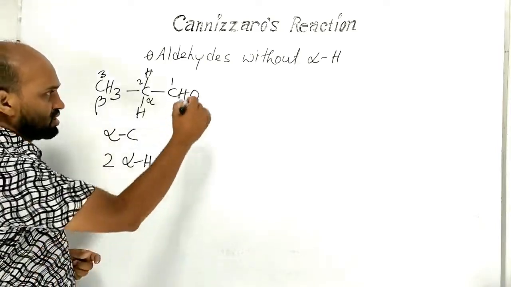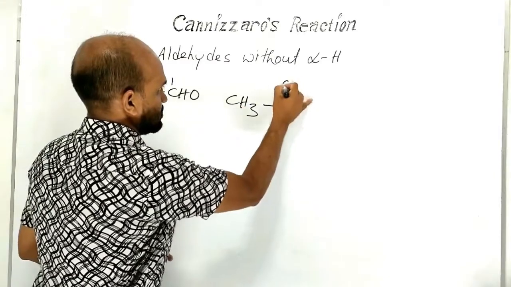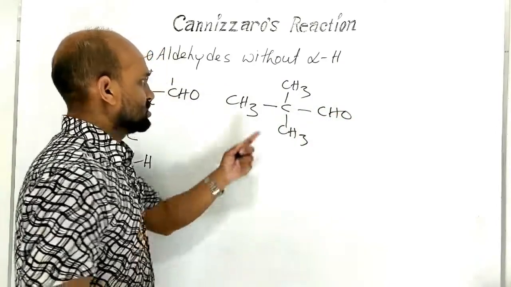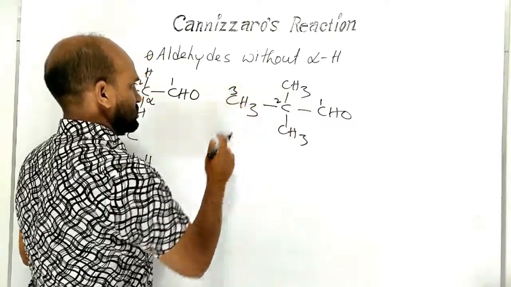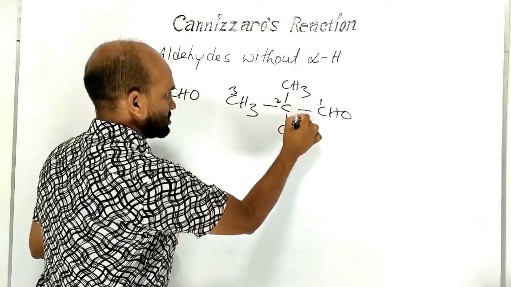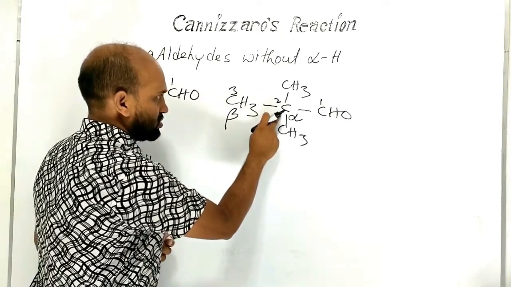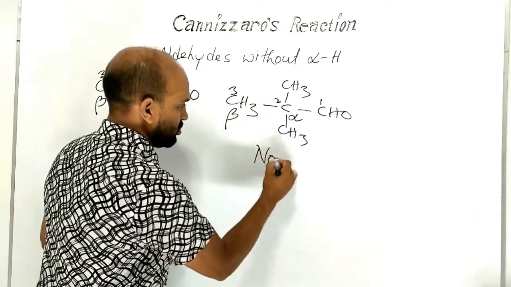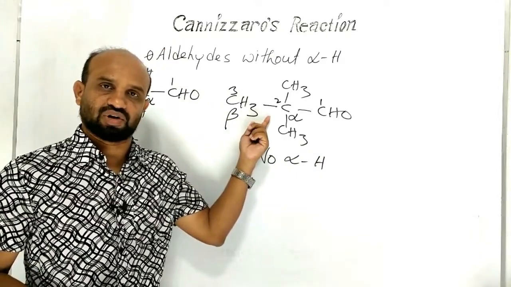Now let's see aldehydes without alpha hydrogen atom. This is 2,2-dimethyl propanal, 1, 2, 3. When carbon atoms are mentioned by Greek letters, then this is alpha, this is beta. At the alpha carbon, no hydrogen atoms. So in this compound, no alpha hydrogen. So this is an aldehyde without alpha hydrogen.